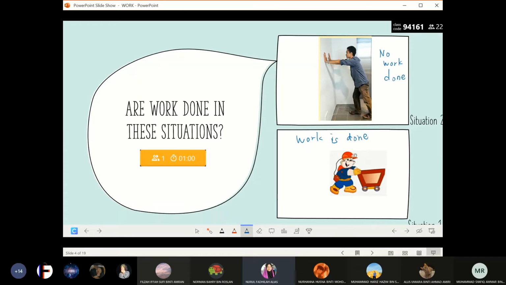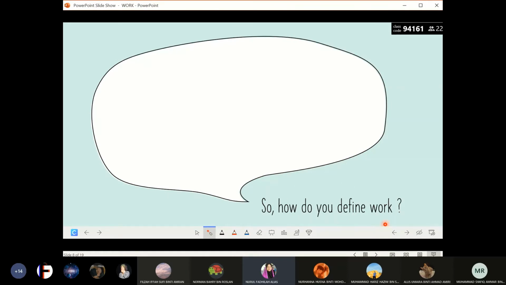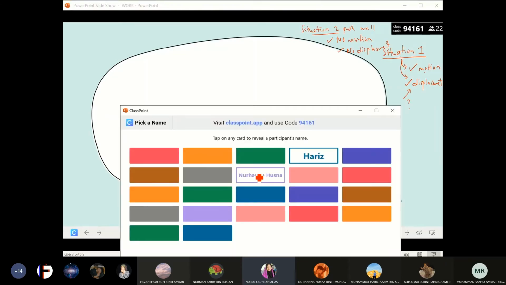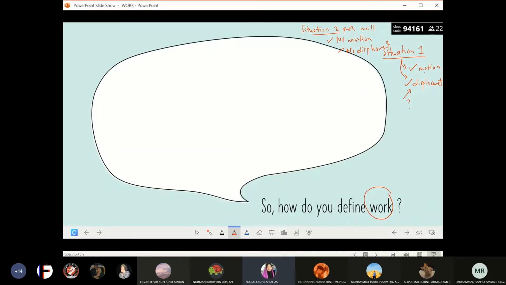Okay, now look at these three diagrams. What are the differences, or what is the difference between these two diagrams? So what do you think work is? Hana, Husna. What do you think, Hana? My answer is the same as Haris. Okay, no problem, we'll stop for now. But at least you have some ideas. Work is done when there is movement, so work is not done when there is no movement.